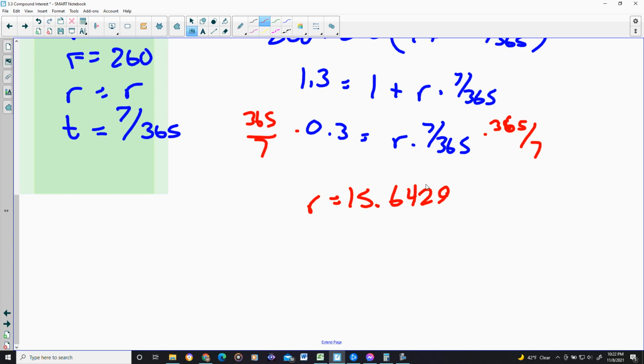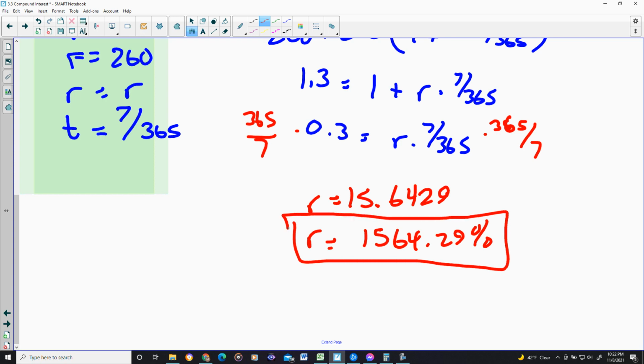Now at first, you're going to be like, okay, that's a 15% loan. That's kind of high, but not out of the question, right? But wait a minute. Didn't we say that r is a ratio of a rate? And when you do math with it, it's represented as a decimal, not as a percentage. So guess what? This 15 is a factor of 15 times, which means this r is actually 1,564.29%.